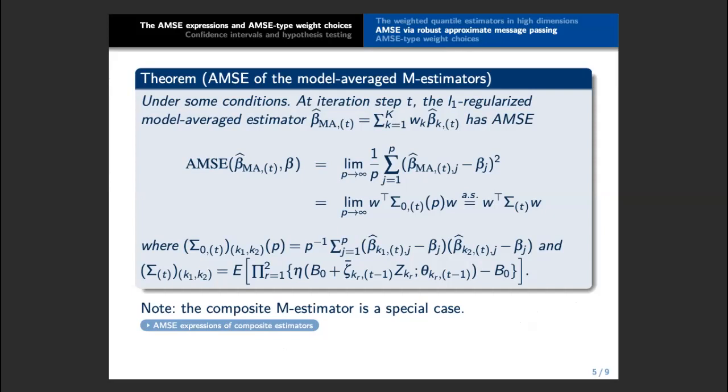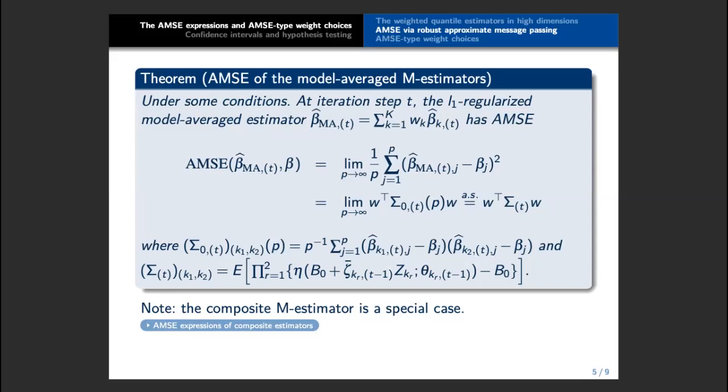The variable B naught represents the limit of the regression coefficients, and the big chunk of the soft-thresholding function here corresponds to the regularized estimator beta hat. And the argument in the soft-thresholding function, which is a convolution of the variable B naught and another standard normal distributed variable Z, corresponds to the estimator beta tilde and the soft-thresholding function in the robust AMP algorithm.